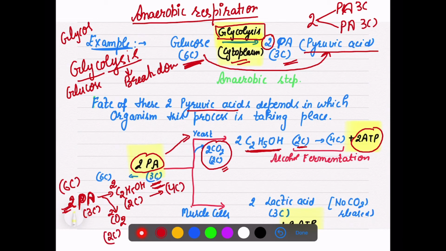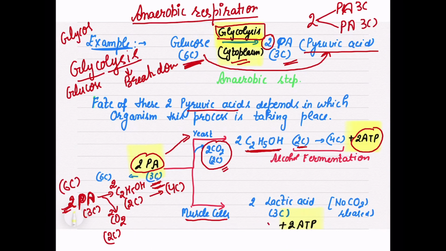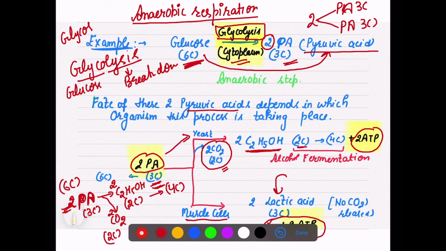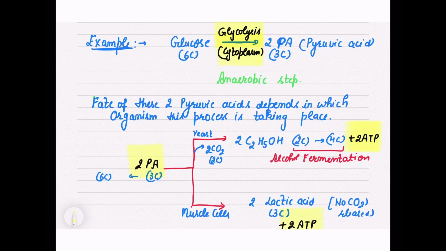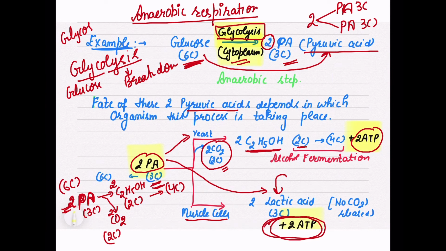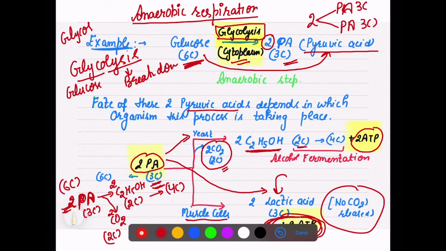You should know how many carbons and how many molecules are produced here. If we talk about muscle cells, pyruvic acid changes into lactic acid. Lactic acid is a 3 carbon molecule. So from 2 molecules of pyruvic acid, 2 molecules of lactic acid will be formed, and the same 2 ATP will be released, but no CO2, because no carbon is available now. All the 3 carbon form the lactic acid. This is anaerobic respiration.